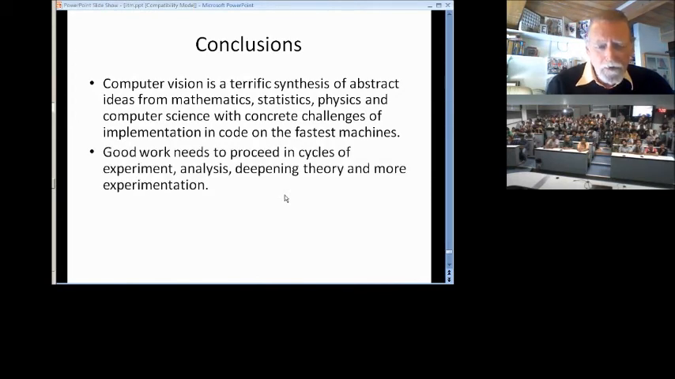And I myself, in working in this area, have seen different cycles in which experimentation has reached a dead end, but then the problems have been analyzed, the theory has been deepened, new algorithms have been proposed, more experimentation is carried out. And this sort of cycle between the theory and the experiment, to me, is what makes this field unique. I think it's very essential to be able to look at the theory and carry out experiments to make progress.